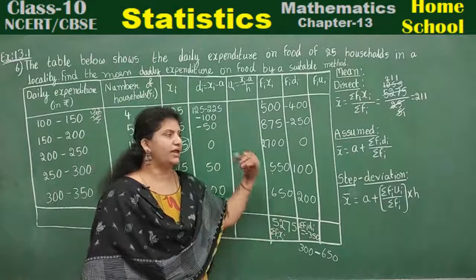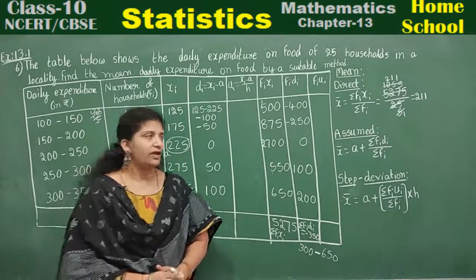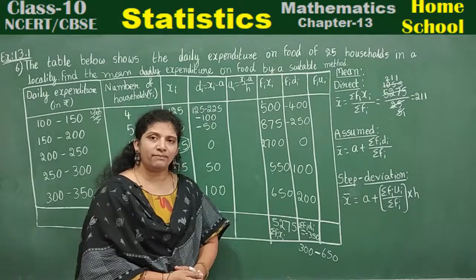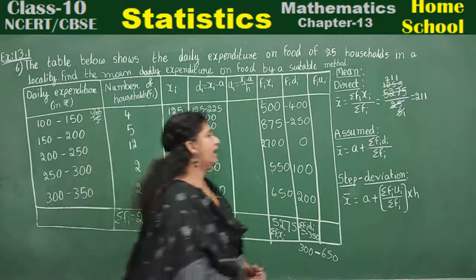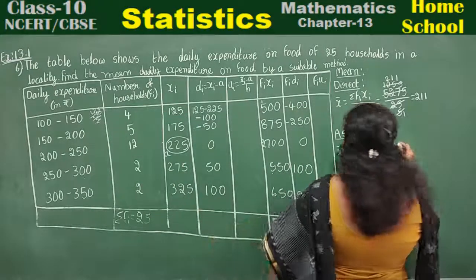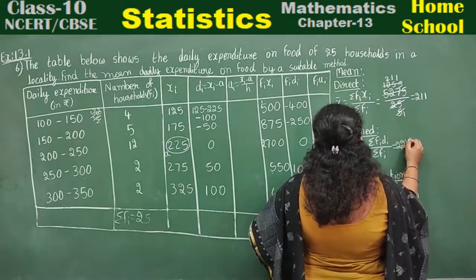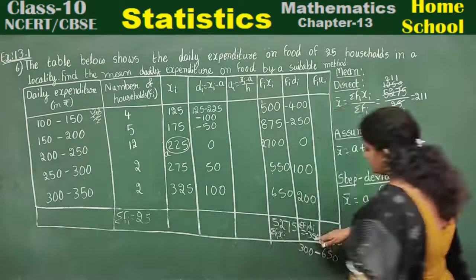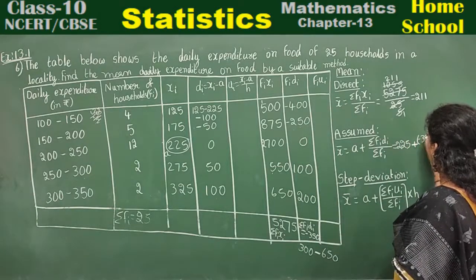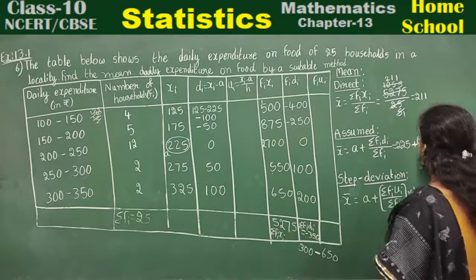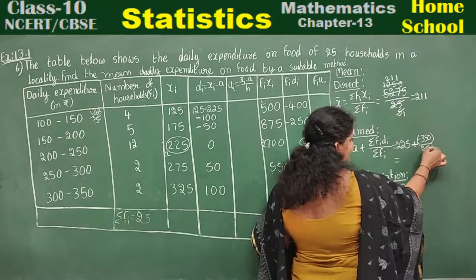Apply this in assumed mean method. Assumed mean method formula: X bar is equal to A plus summation Fi di by summation Fi. A value is how much there? 225. 225 plus summation Fi di value is minus 350 by 25. Now, if you want, you can cancel directly.